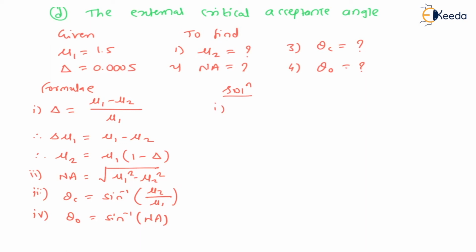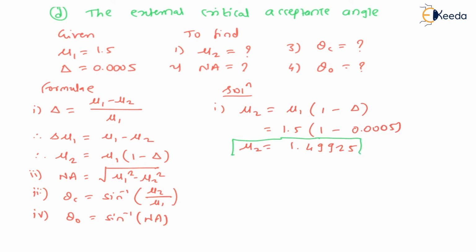So here the first one is we have to find mu2. I'll take this formula first: mu2 equal to mu1 into bracket 1 minus delta. Now we will substitute the values over here. So this is 1.5 into 1 minus 0.0005, and by doing the calculations we'll get the value of mu2 as 1.49925. This is the value of mu2, that is the refractive index of cladding material. So we are done with this one.